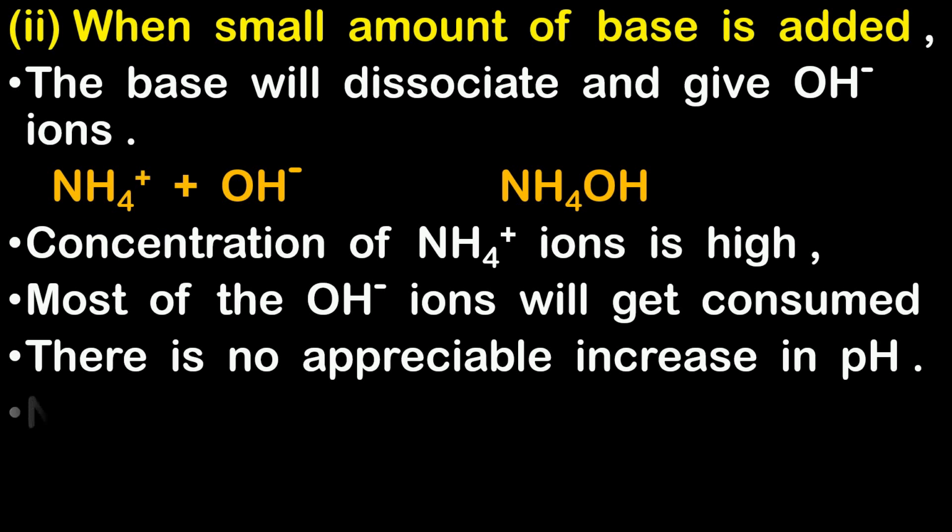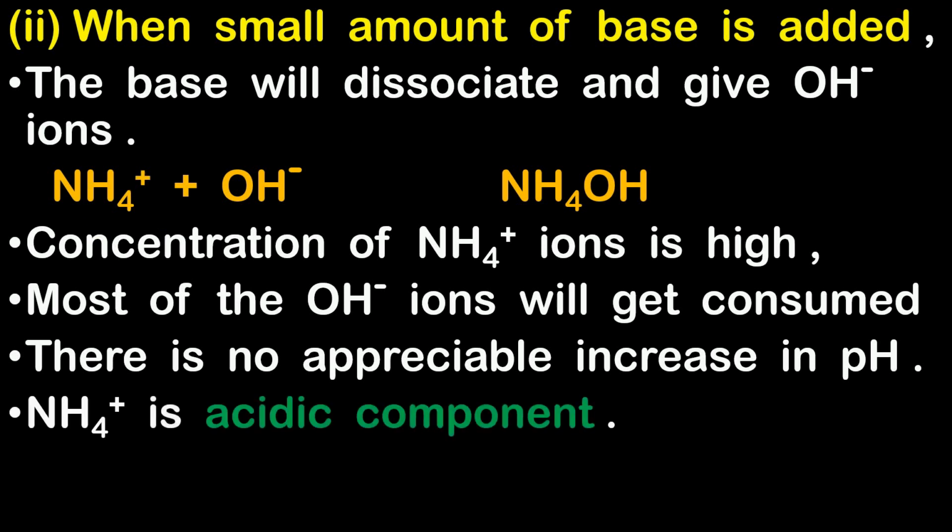In this way, can I say that NH4 plus is your acidic component? Why is it an acidic component? Because it is not allowing the OH minus ions to change the pH of the basic buffer solution. So I hope you have understood what an acidic buffer solution is, as well as what a basic buffer solution is, and you also understood its mechanism. Now let us understand the properties of buffer solutions.